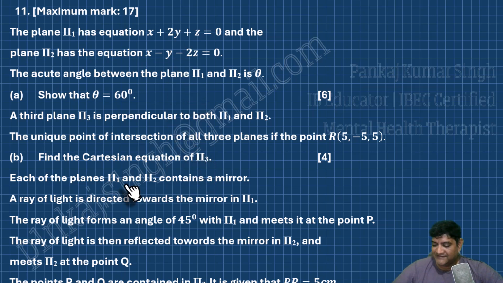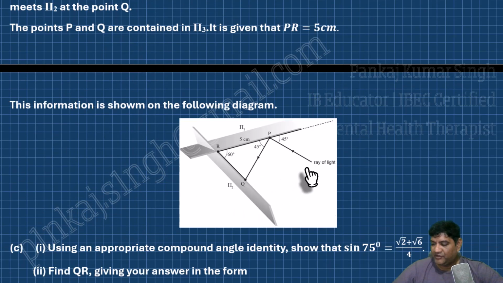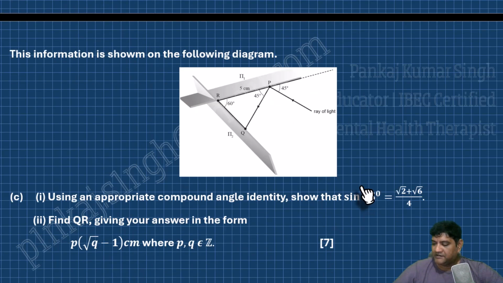Further, he has given us some information on pi 1 and pi 2 containing some mirrors, and there's a ray of light that's been directed towards the mirror. He gives us a diagram here. So this is the light that's going to this mirror pi 1. It's reflected back to pi 2, and P and Q are here. He also says that PQ is on the third plane, which is pi 3. All right. P and Q are contained in pi 3, and then he gives us the value for PR, which is 5 centimeters. Using all of this information, he wants us to find out sine of 75 degrees.